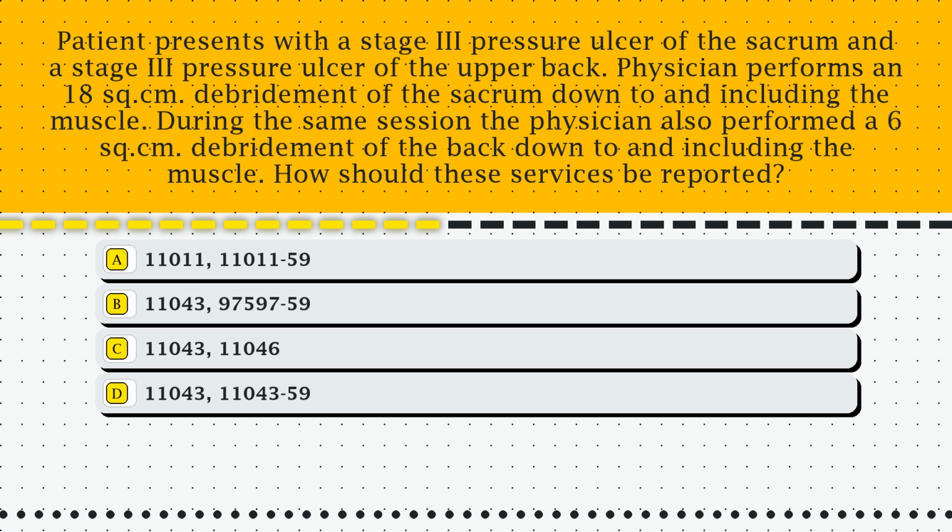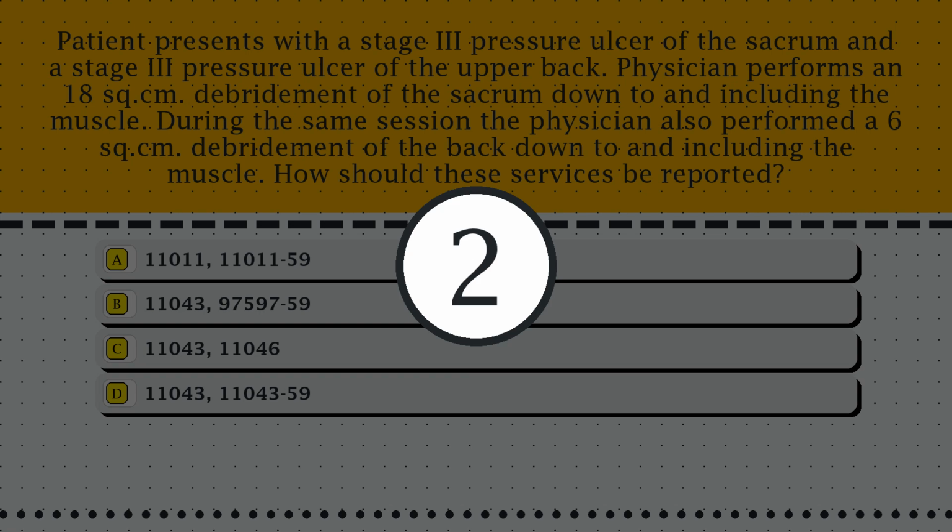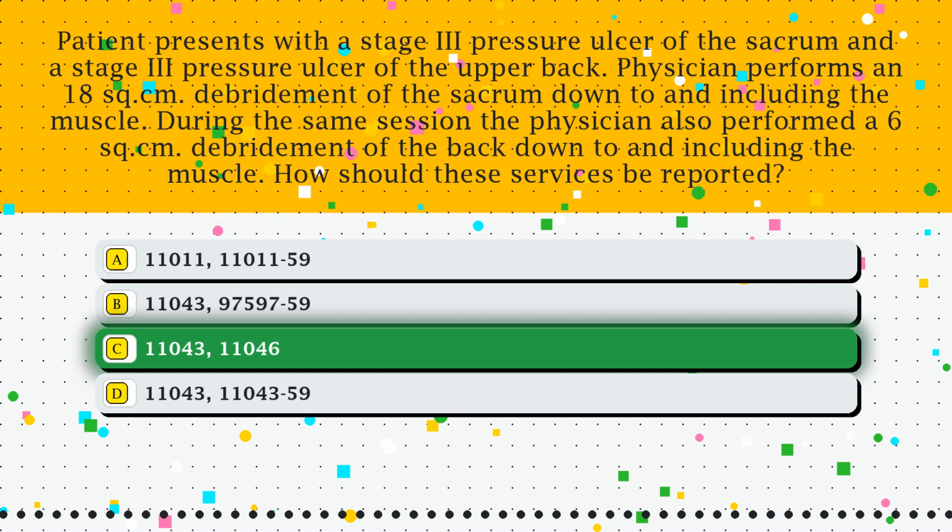Option A, 11011, 11011-59. Option B, 11043, 97500 and 97-59. Option C, 11043, 11046. Option D, 11043, 11043-59. The correct answer is option C, 11043, 11046.